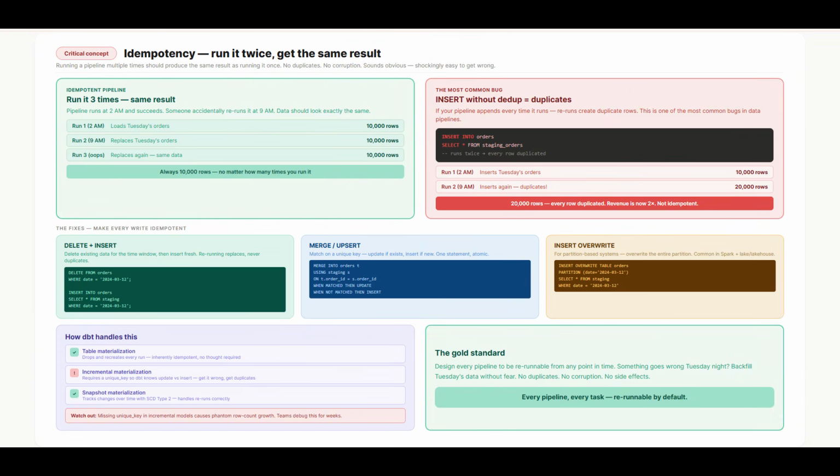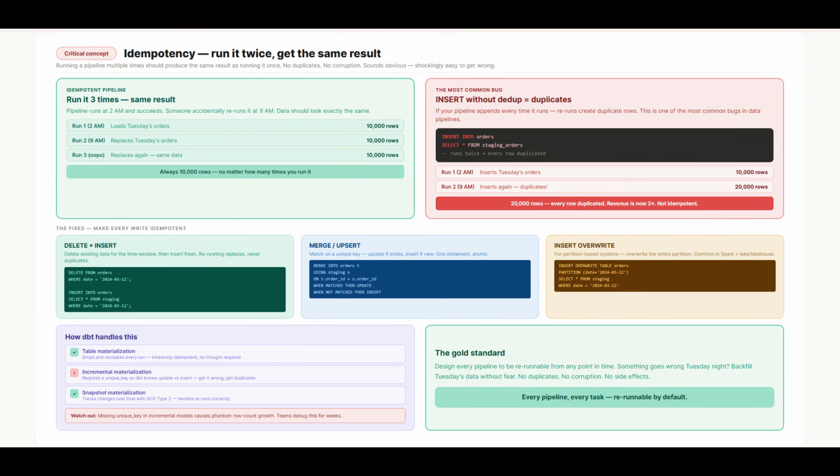Here's a concept that I cannot stress enough: idempotency. An idempotent pipeline is one where running it multiple times produces the same result as running it once. If your pipeline runs at 2 a.m., succeeds, and then someone accidentally reruns it at 9 a.m., the data should look exactly the same. No duplicates, no extra rows, no corruption. This sounds obvious, but it's shockingly easy to get wrong.